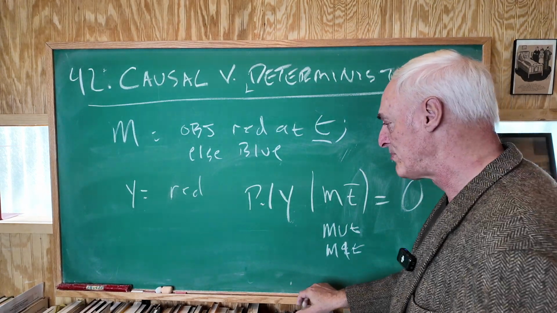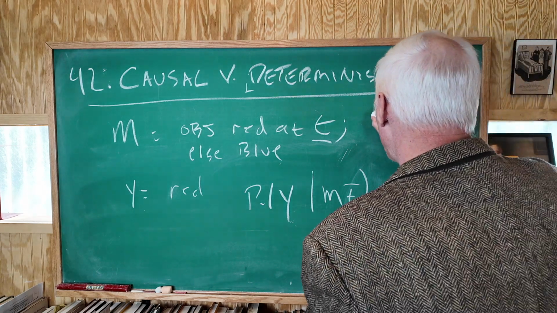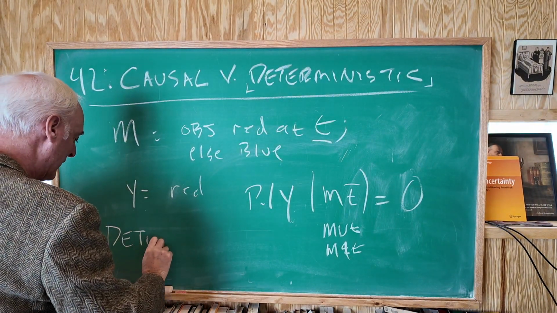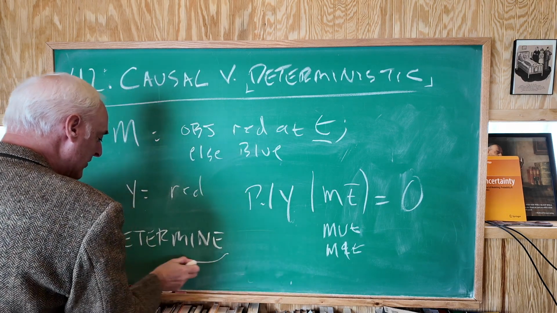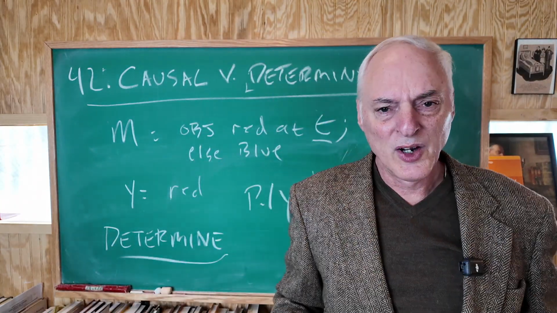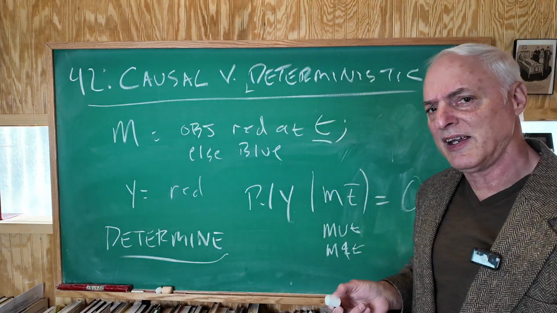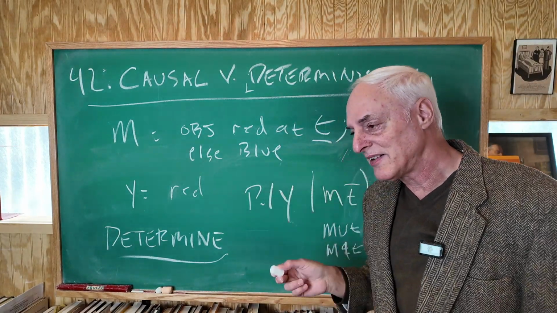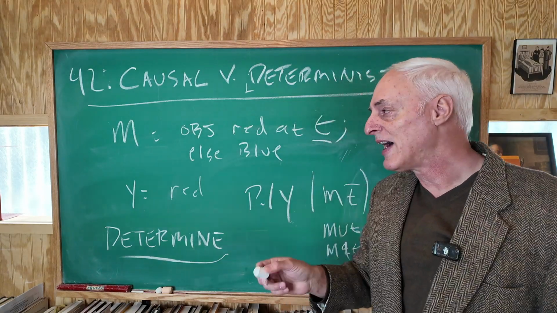So here's our causal model. This is not a causal model, however. This is a deterministic model, because we can determine the color from this. But we want to ask further questions. Why red? Why blue? Why time t? This model does not tell us. We do not have the full cause.